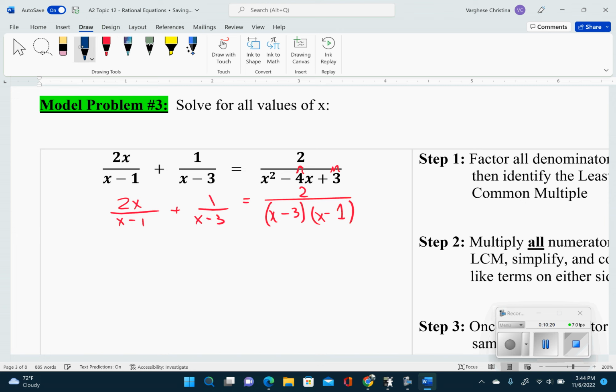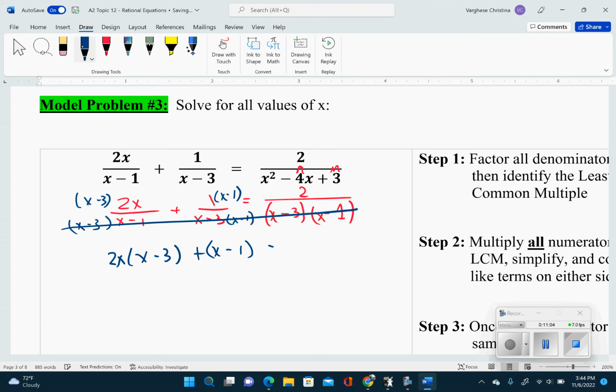So we start out the same way, look to see whatever is missing. So the x minus 1 is there, but the x minus 3 is missing, so I multiply the bottom and the top by x minus 3, and I do the same thing over here. Multiply this by x minus 1, which is whatever is missing. Now that the denominators are the same, they cancel out, and I'm left with 2x parentheses x minus 3 plus 1 times anything is itself, so there's going to be x minus 1 is equal to 2.